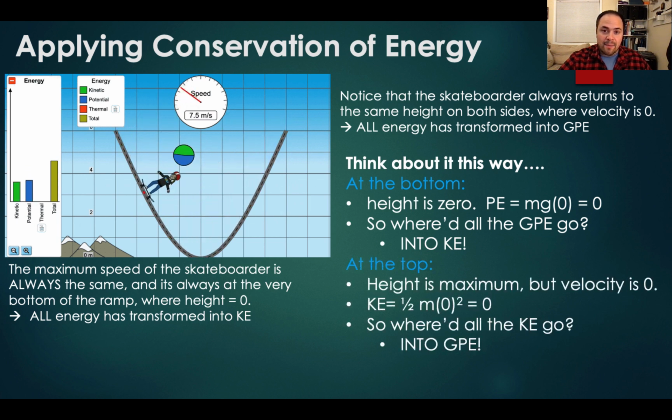At the top of the ramp, it's the opposite. Where velocity is zero, there is no kinetic energy at that point. It had to go somewhere, and it's been transformed into gravitational potential energy.